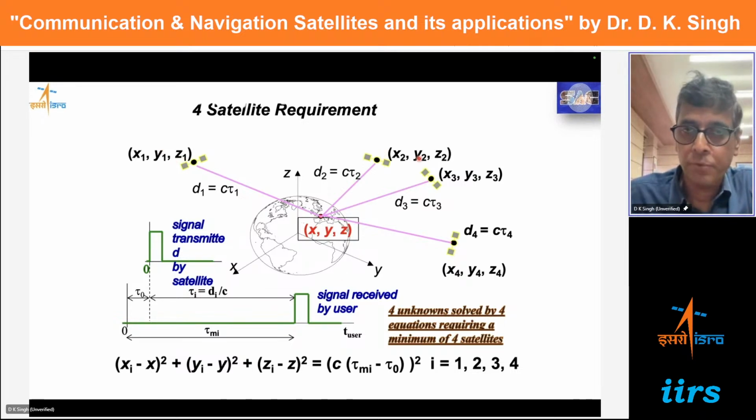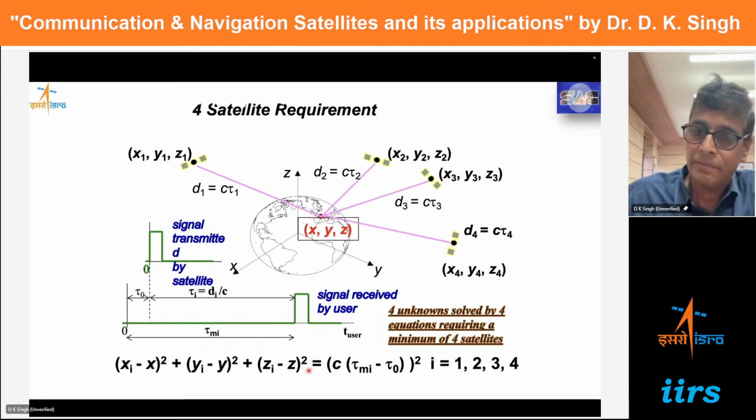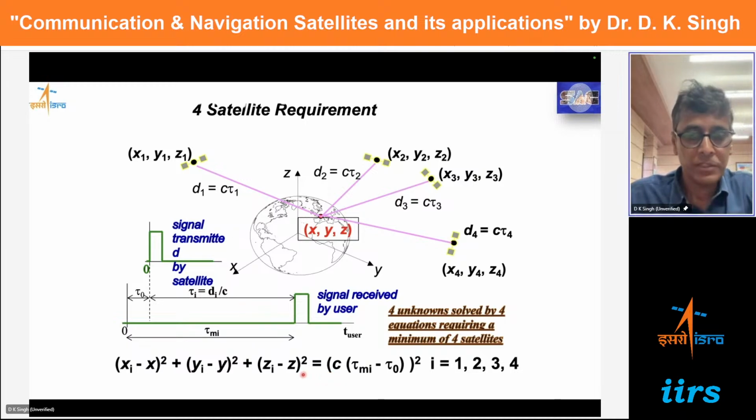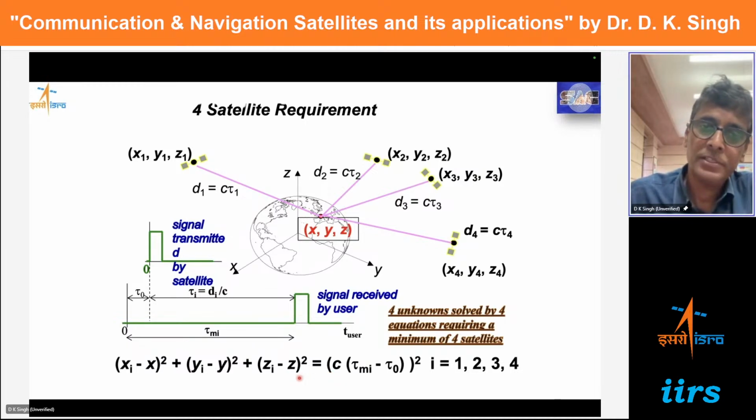We need minimum 4 satellites to calculate its position and time. So to calculate the range from this point to this satellite, you will apply this simple equation: (xi minus x) square plus (yi minus y) square plus (zi minus z) square is equal to (c into delta t) whole square. With this, you will be able to measure the distance of this receiver from the 4 satellites.